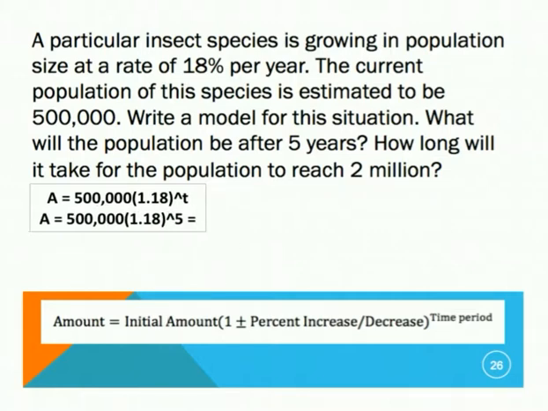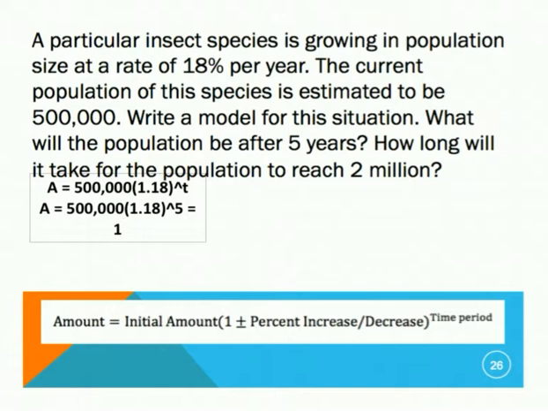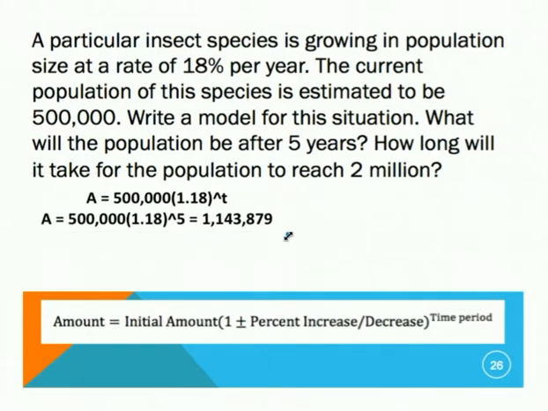And if I do my 500,000 times 1.18 to the power of 5, I get a value of, let's see, 1,438,79 if I round it. Let me put some commas in here so I can read this a little better. Make that a little wider too. So about 1.14 million is going to be the number of insects.